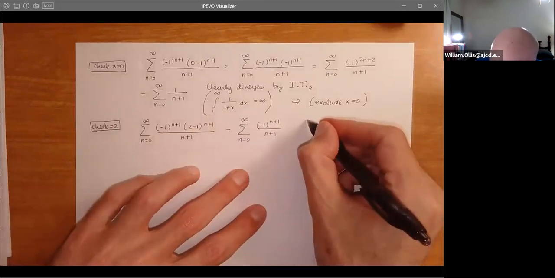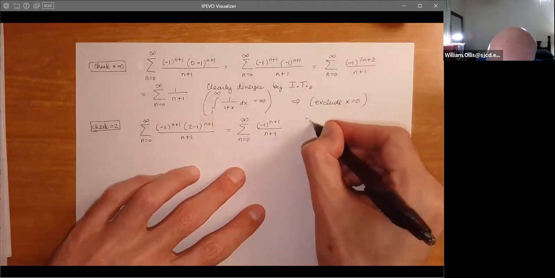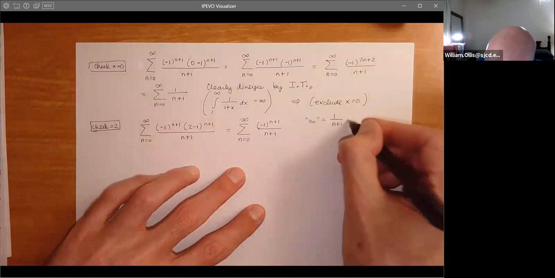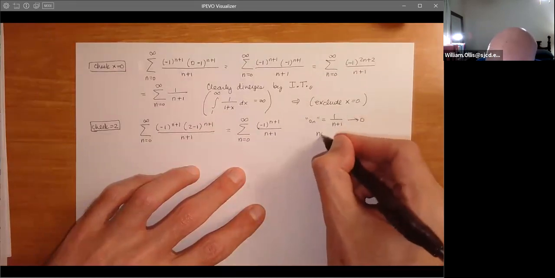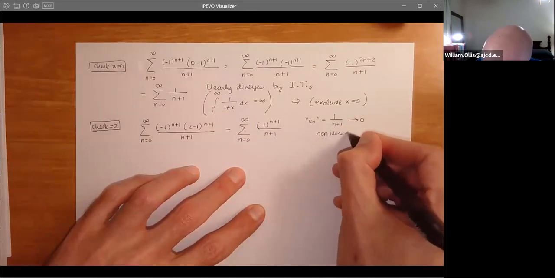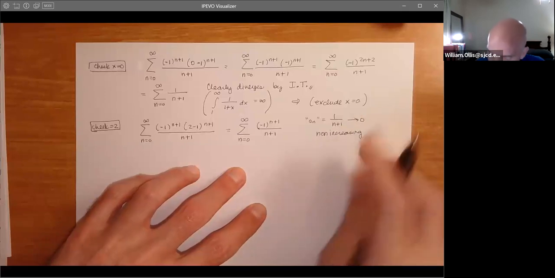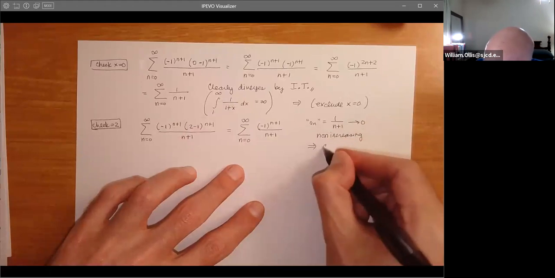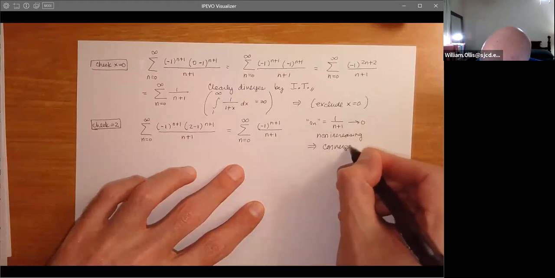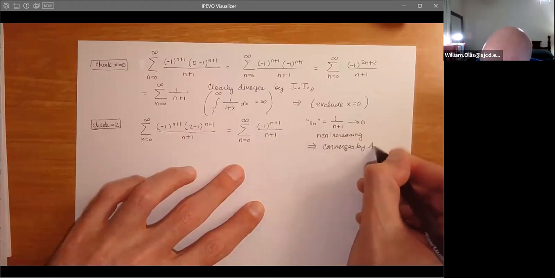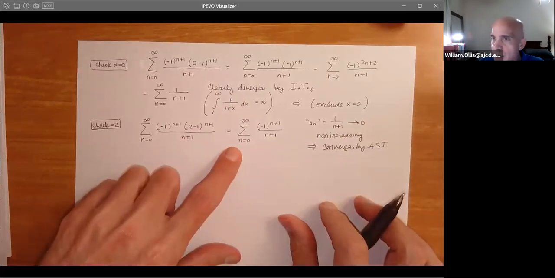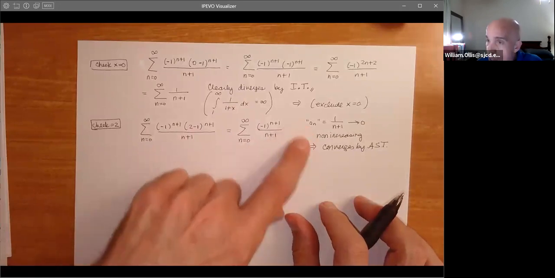And now, of course, again, we've got the a sub n for this particular case is 1 over n plus 1, which clearly goes to 0, and this is non-increasing. So just kind of a quick little check, just like I did here. And then, of course, this says converges by alternating series test. So you don't have to write a book with these. You now know these tests very well, and you can do a summary here.